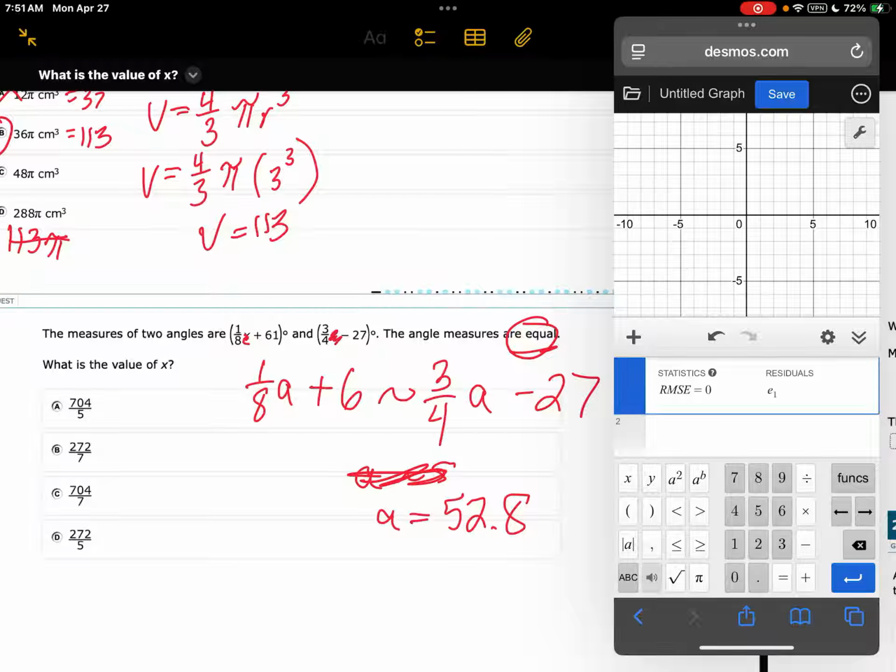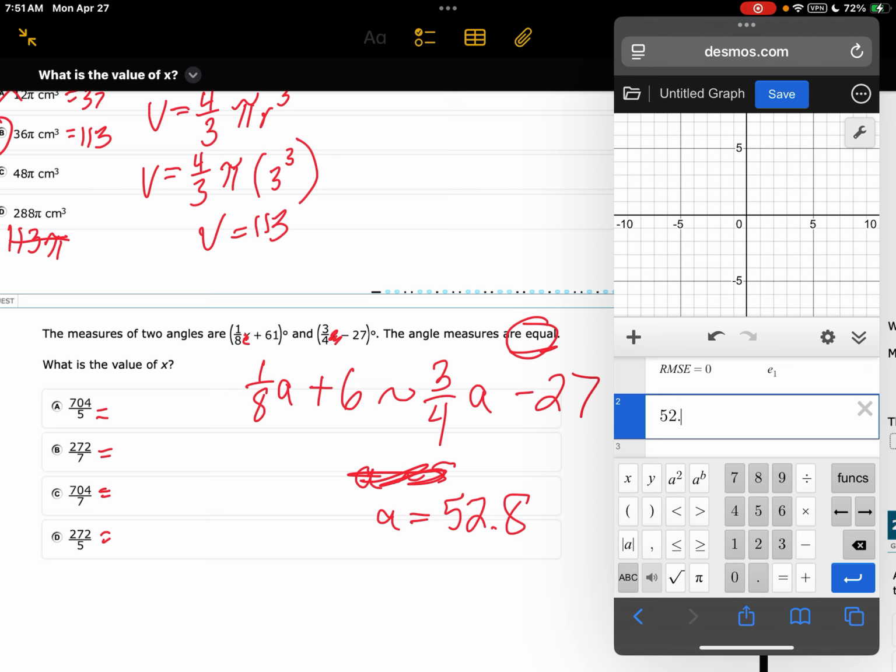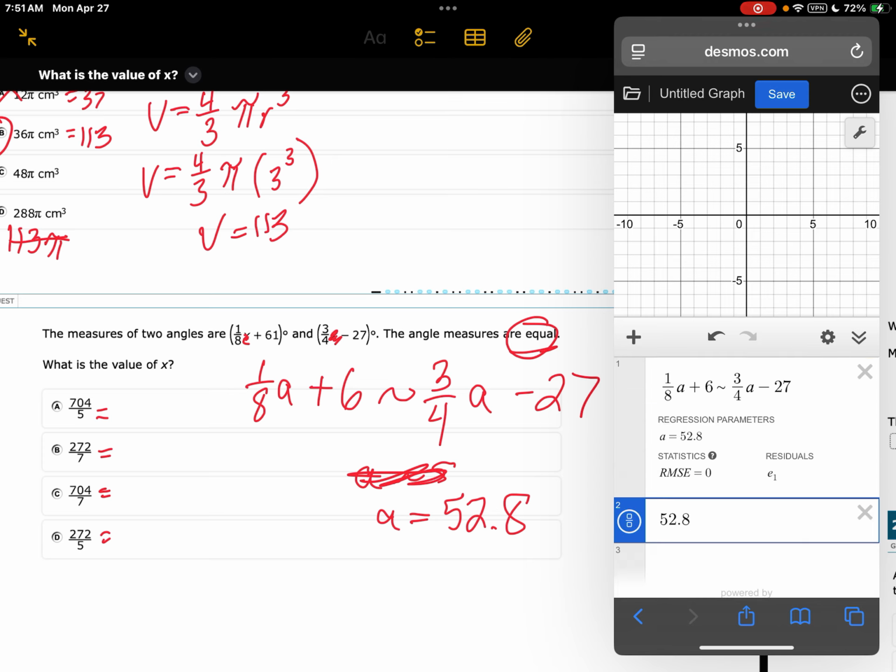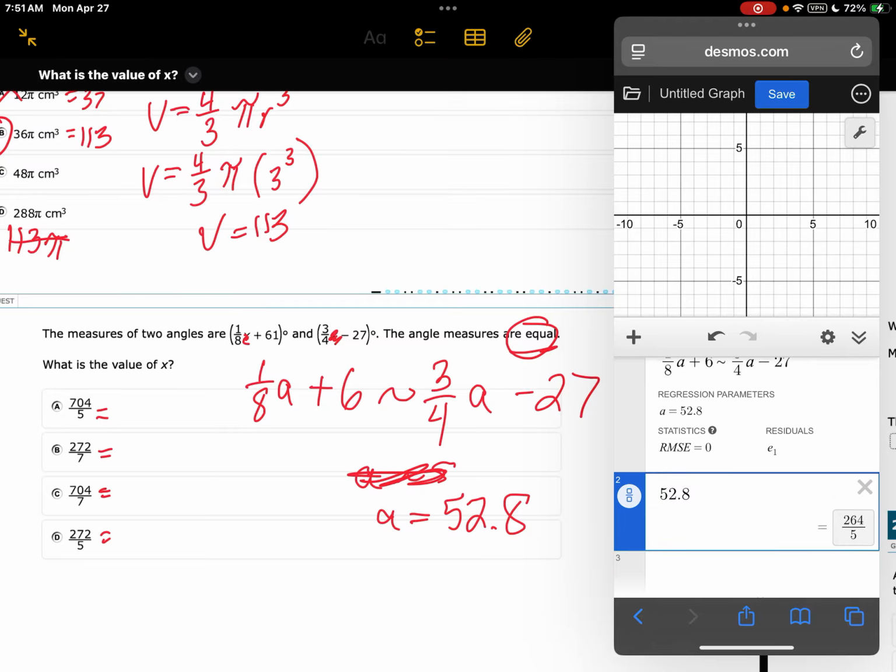I don't see that, so I can type each one of these into Desmos to see which one equals 52.8, or the quickest way is to just type in 52.8, and we're going to hit that fraction button on the left, and it will tell me automatically.